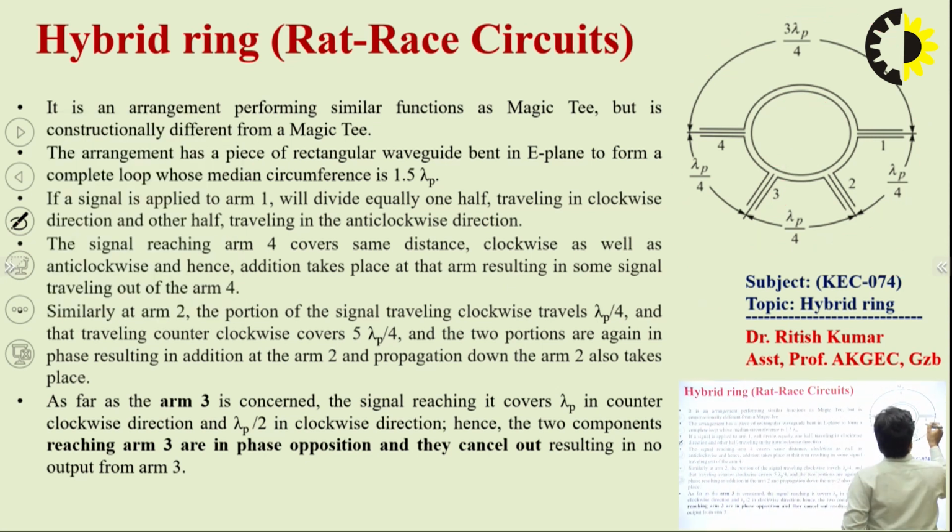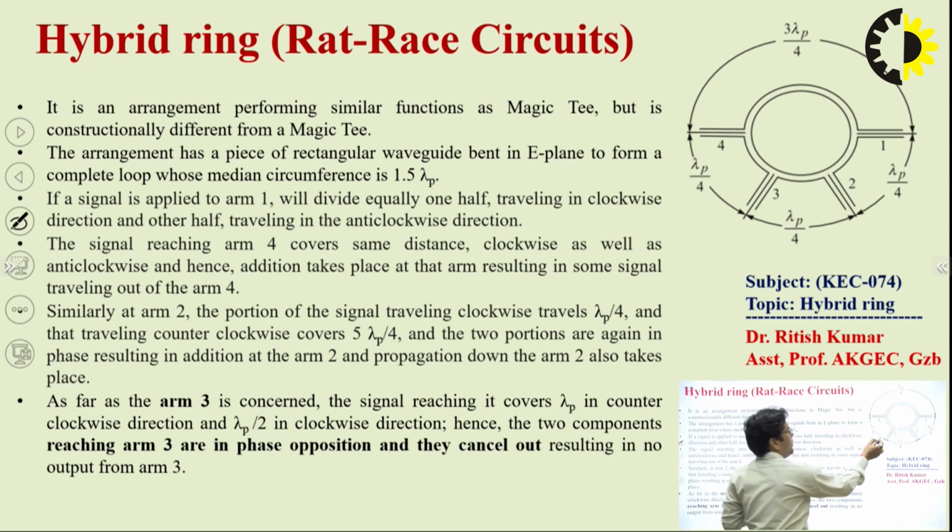The adjacent ports of port number 1, that is port number 2 and port number 4, will have power, but the port which is far from port number 1, that is port number 3, will not have any kind of power. Similarly for all the ports: for port number 2 we will have power at port number 1 and port number 3, but not at port number 4.